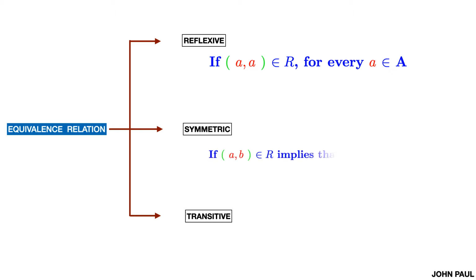Now let us see symmetric. If (a, b) belongs to R implies that (b, a) belongs to R for all a, b belongs to the given set A.